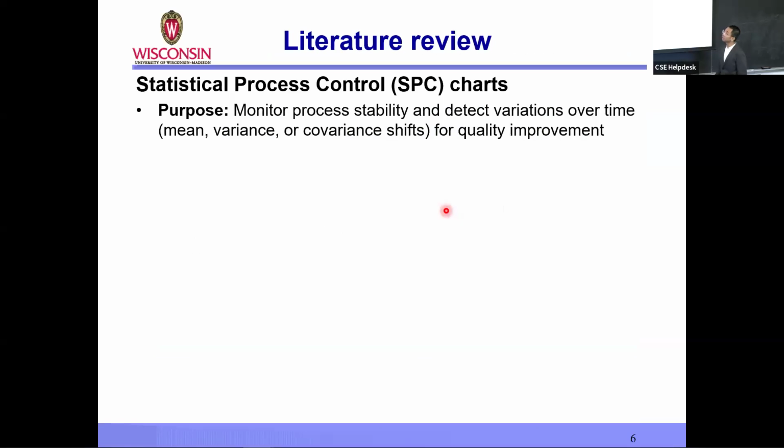Statistical process control, or SPC, has been the foundation for monitoring stability and detecting variations over time.